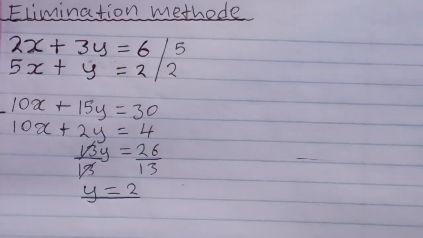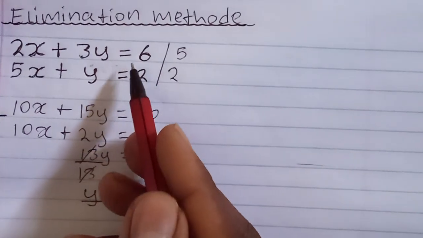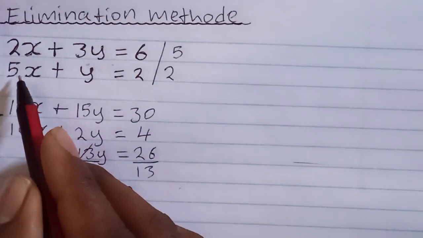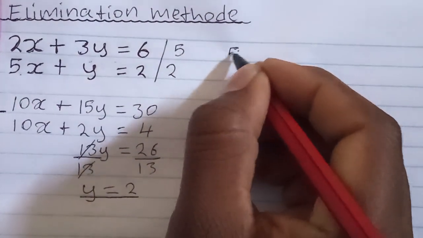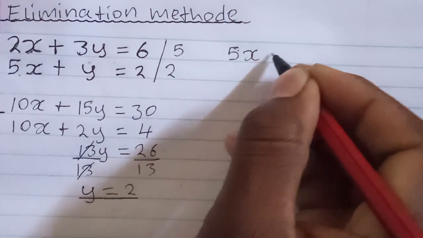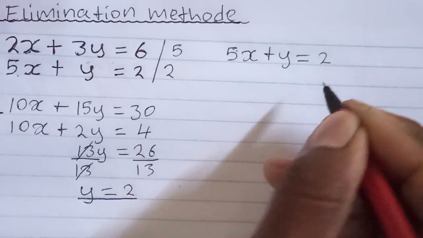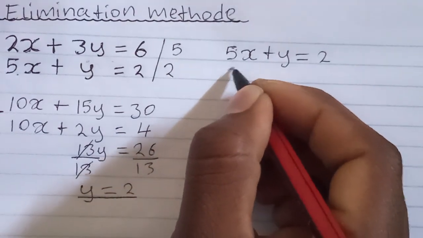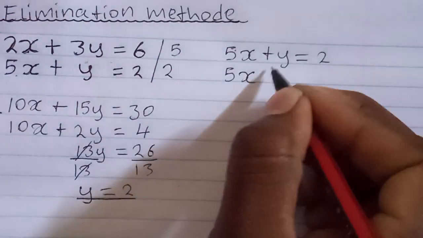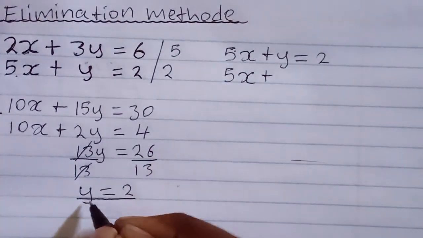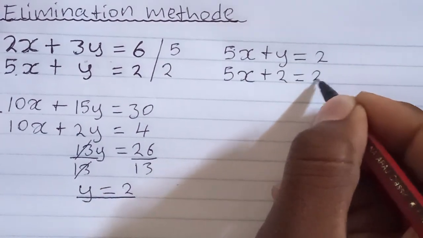For us to find the value of x, we will pick any of these equations. For example, I will just pick this equation: 5x plus y is equal to 2. So we are going to say 5x, we have found that the value of y is equal to 2, so we put 2 in place of y, is equal to 2.